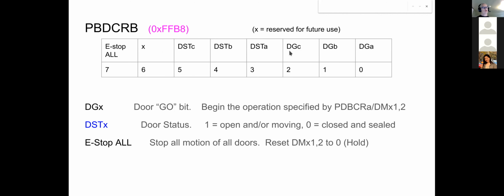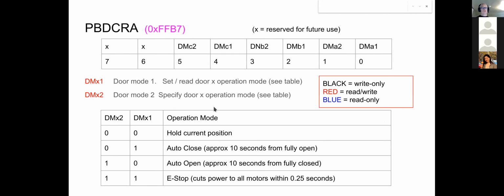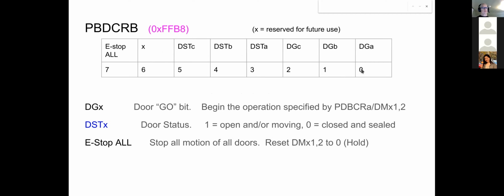So what these bits are is the door go bit. Means we're going to do something with the door, a 2-step process. We're going to set the mode, and then we're going to set the go bit, and then it will do that mode. So that way we could set the 3 doors into different modes and start them at different times.